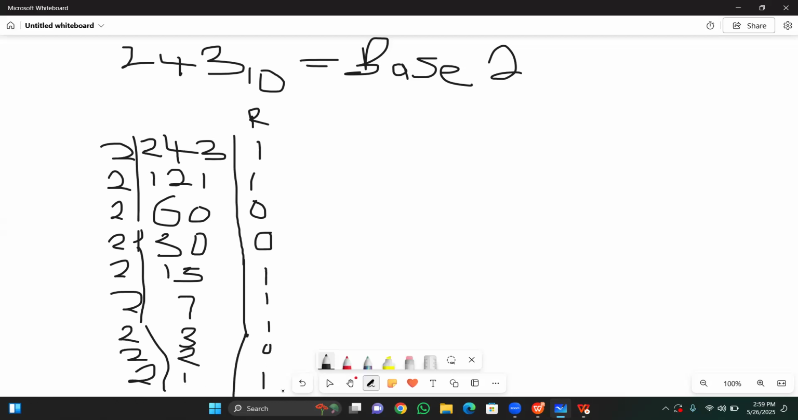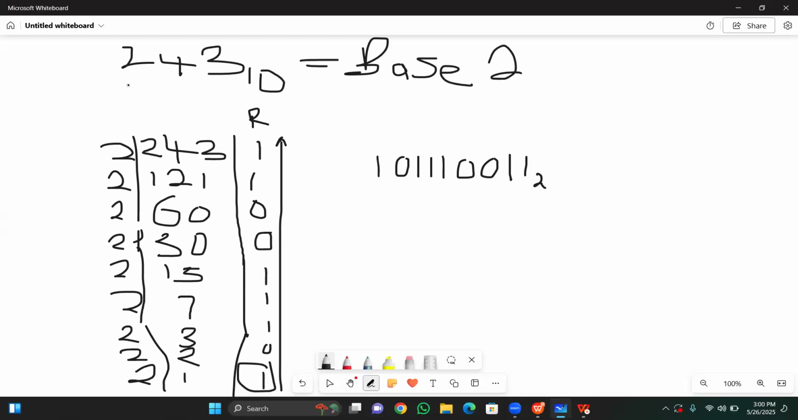You will now have to take this from here up. Do you understand? So you will start writing, the first one we have here is this one. So we have 1. The one following it is 0. Then we have triple ones following it. We now have 2 zeros. Then we now have 1, 1. So this is in base 2. So we have converted 243 to base 2.